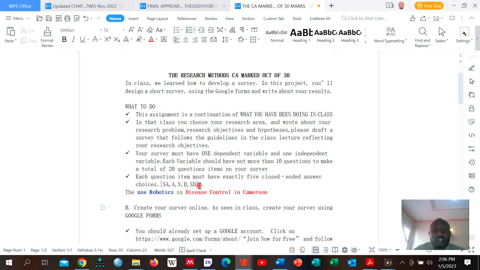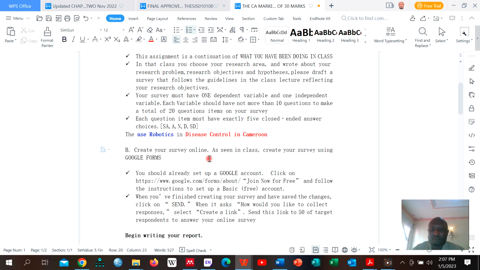And these questions are following a five-point closed-ended Likert scale. They are closed-ended questions, and they follow the Likert scale of strongly agree, agree, neutral, disagree, and strongly disagree. All the questions, the 20 questions, 10 independent, 10 dependent, must follow that criteria, that standard of measurement, which follows the Likert scale. So you create your survey. Hope you got me well on that.